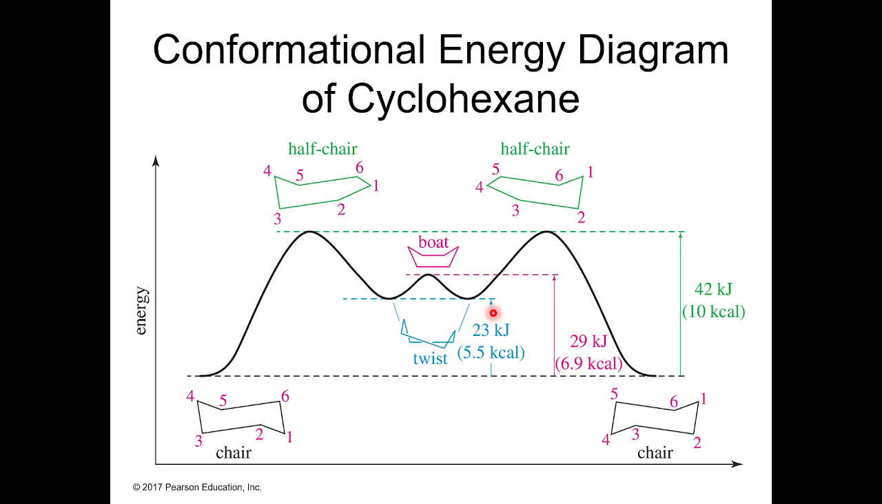There's actually 2 twist boats, 2 half chairs, and 1 boat conformation. You'll notice the boat conformation is actually not a stable conformer. That's actually a transition state. Can you see that? That's because the twist boat conformations here are lower energy. So if it does end up as the boat conformation, it's going to twist and fall down into that lower energy, right? That's what a transition state is, by the way. It's just a conformation that is not stable in comparison to stuff around it.